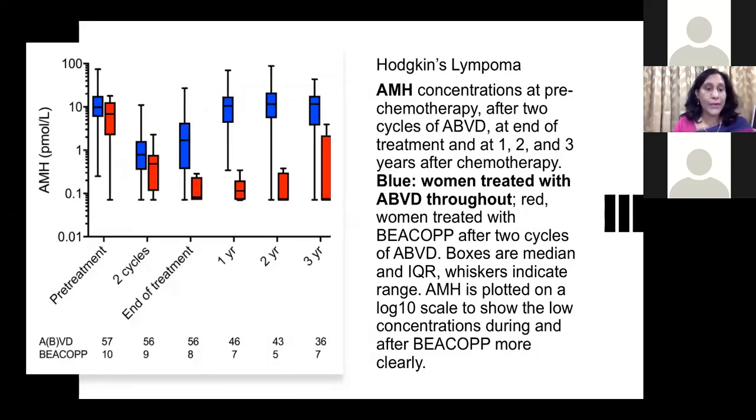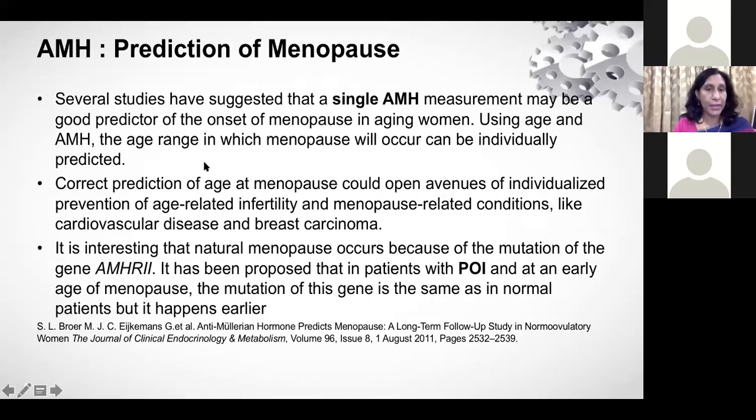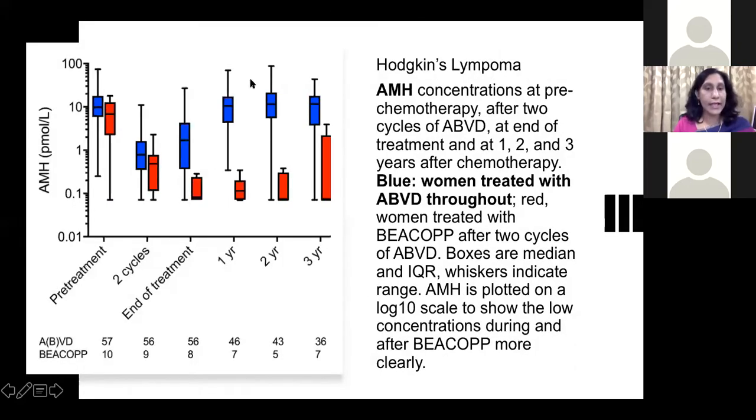The blue one is the chemotherapy regime of ABVD, where the pre-treatment level was this. It went down with the 2 cycles of chemotherapy, and then again it picked up and it recovered. But another chemotherapy, which is the red one, the BEACOPP regime, there you can see it did not pick up so nicely. And this is the red one, which remained affected with the chemotherapy.